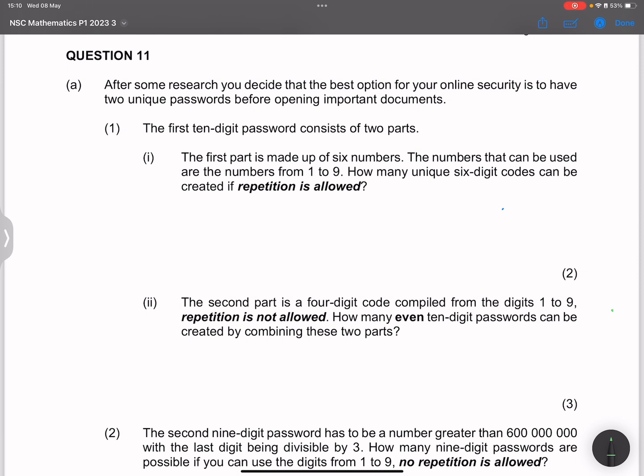They say the first 10-digit password consists of 2 parts. The first part is made of 6 digits. The numbers that can be used are the numbers from 1 to 9. How many unique 6-digit codes can be created if repetition is allowed?